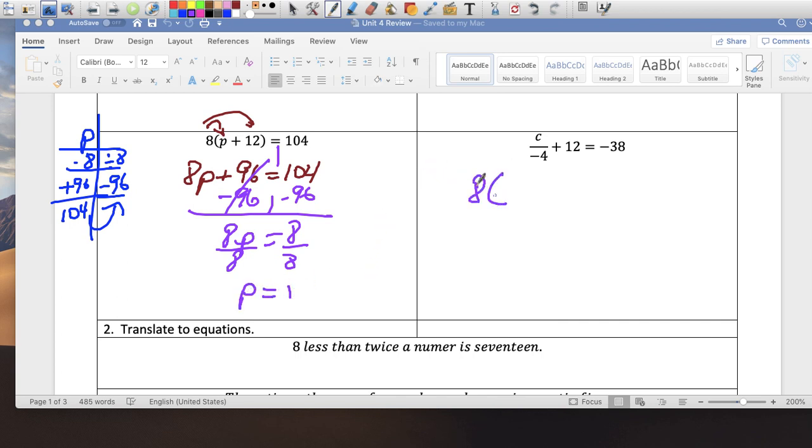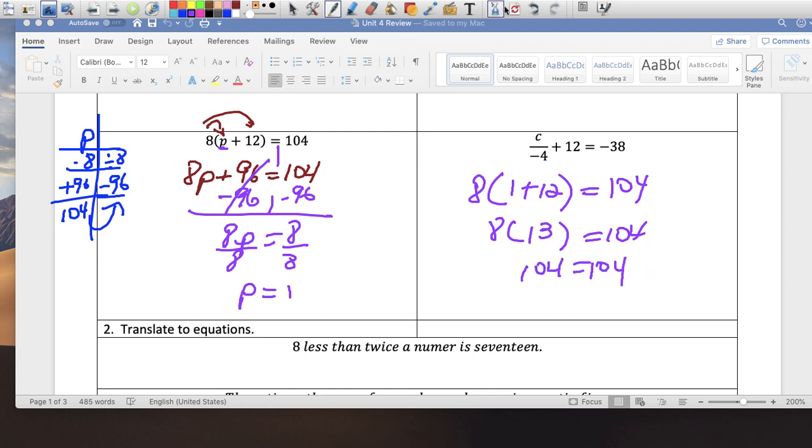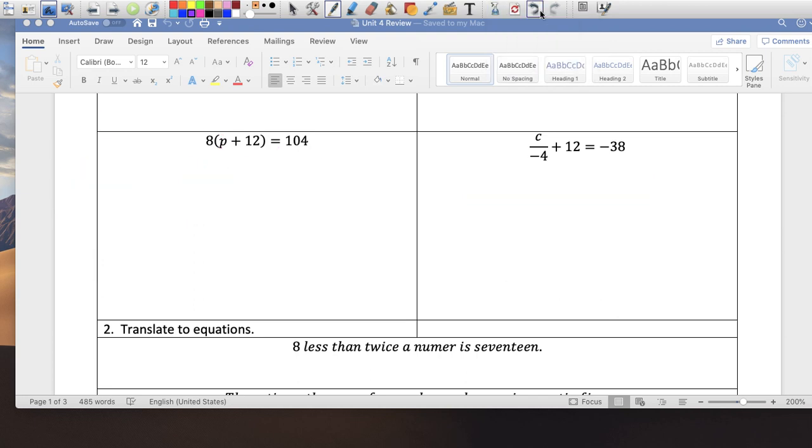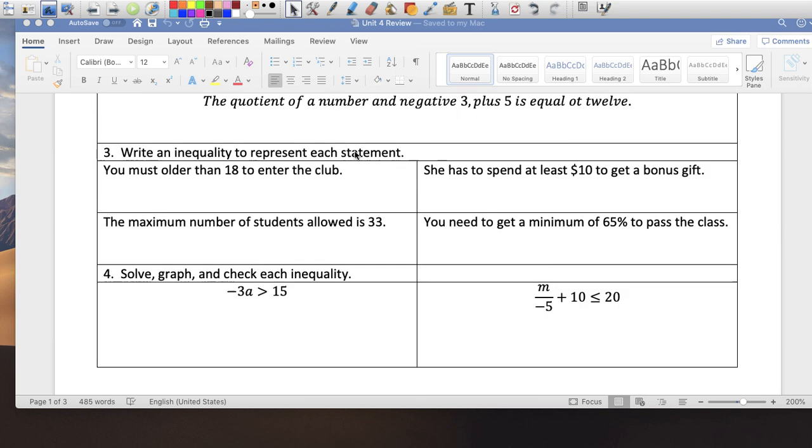So our check: 8 times, and again, I'm going to replace the p with 1, so I'm going to go 1 plus 12 equals 104. Inside the parentheses, 1 plus 12 is 13, which we now multiply by 8, and that really is 104. So again, both sides equal each other. Okay. Just take a look at the rest of this review sheet.